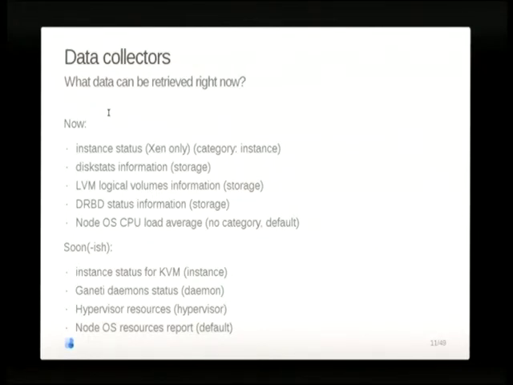Information about the storage, information about the backend for the storage. So in that case, it's the general disk and the backend of the disk. DRBD, in case you're using DRBD: is it in sync, is it out of sync, what's going on? And the load average for the CPU. You can easily write more data collectors in Haskell, or there was supposed to be a small plugin interface. I hope we did that. Did we do that?